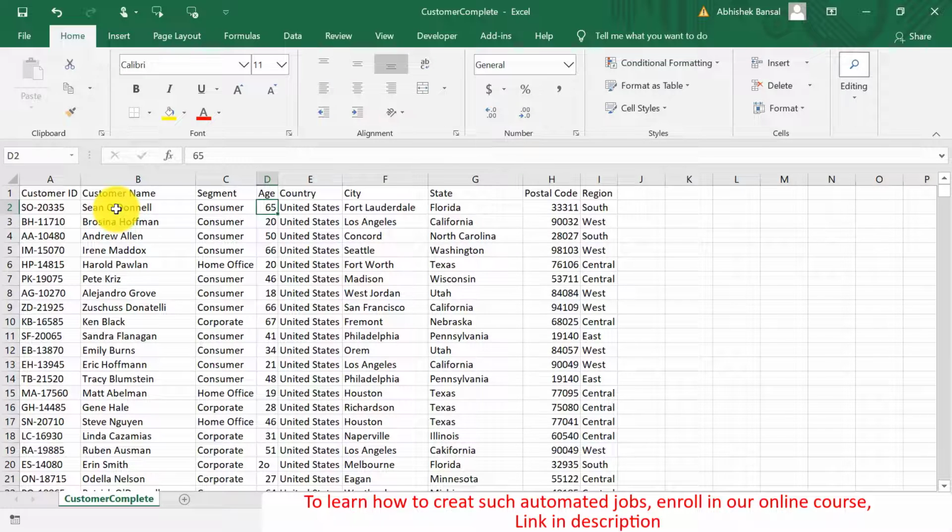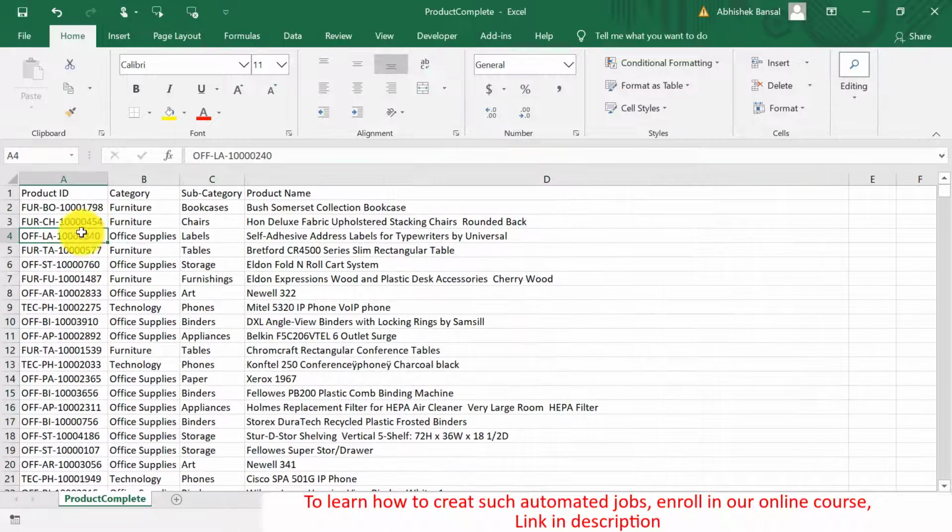Similarly, in the product table, corresponding to each product ID, we have additional product information such as the category to which this product belongs, the subcategory, and the product name. For example, this first product ID corresponds to the furniture category. Further, the subcategory is bookcases and the product name is Bush Somerset Collection Bookcase. So in the sales table, you'll only find the product ID. So if this is the product ID, then this is the product sold.